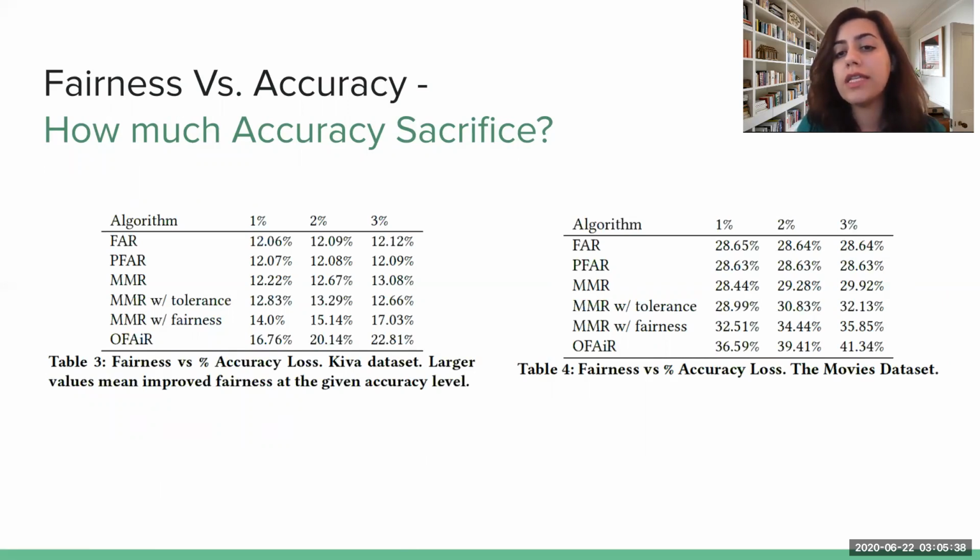What we have here is that for every 1% accuracy loss, we show the fairness gain. In both datasets, FAIR and PFAIR both show a very low fairness result, whereas OFAIR achieves a higher exposure fairness compared to the other algorithms.